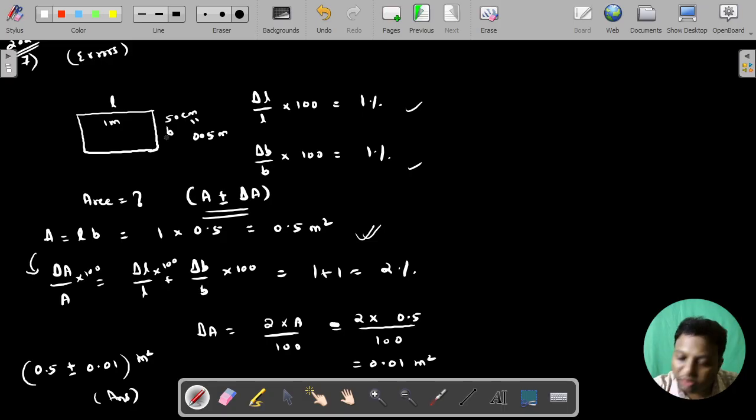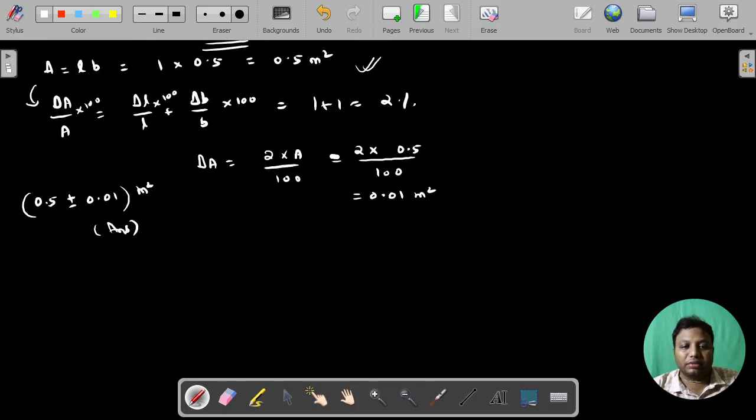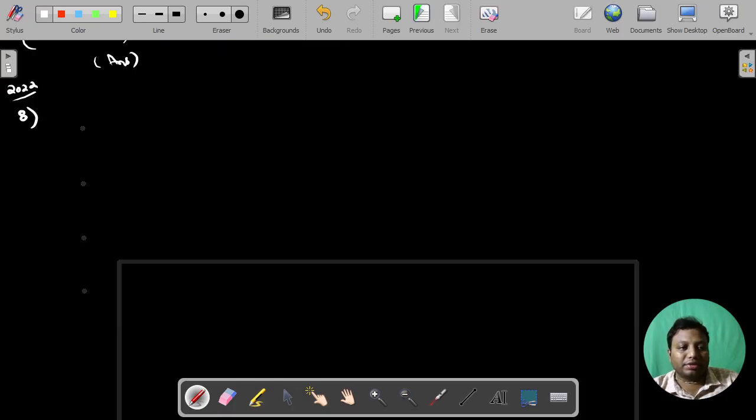Now we shall talk about this errors part. On errors part, we saw one problem. So we shall see more types on this. This is one, and we shall see a 2022 EAMCET question. This is also based on errors.